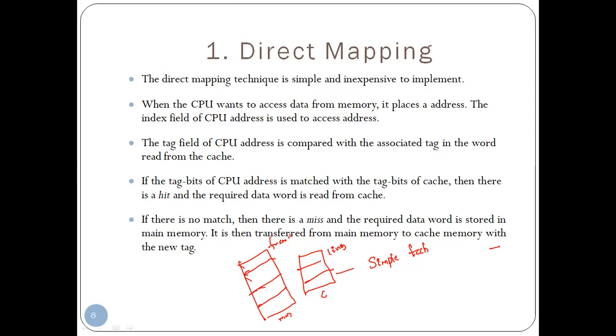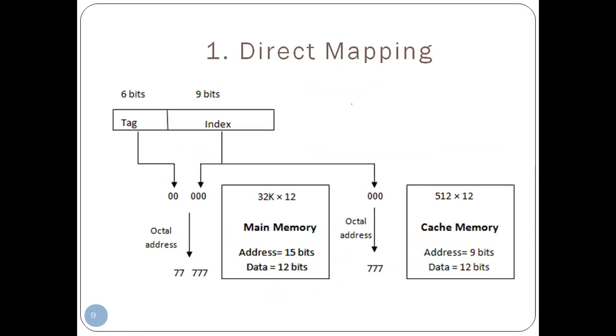When the CPU wants to access data from memory, it places an address. The index field of a CPU address is used to access the address. Here the CPU generates a 15-bit address. This 15-bit address is divided into two fields: the first is the tag field, which is 6 bits, and the second is the index field, which is 9 bits.